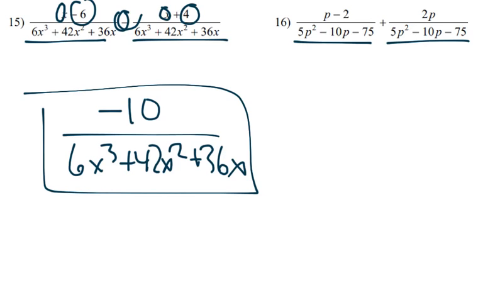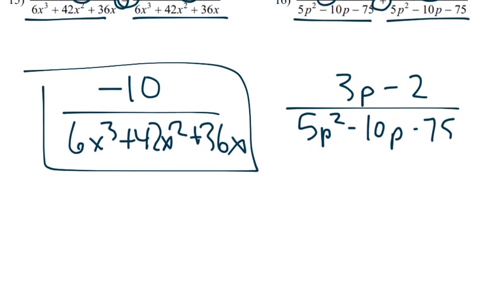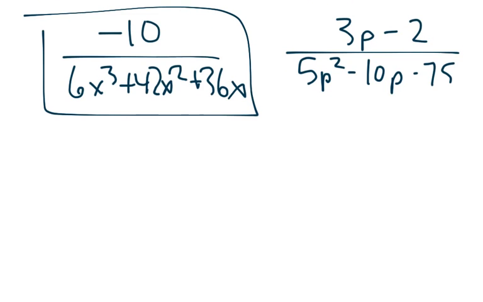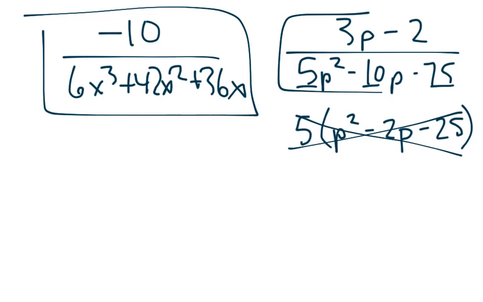Okay, 16, same idea. We've got 5p squared minus 10p minus 75 under p plus 2p would give us 3p minus 2. Now, could we end up with a 3p minus 2 here? Maybe. But I could pull out a 5, couldn't I? So we'd have 5 times p squared minus 2p minus 25. Factors of 25 that give you negative 2. 5 and negative 5, and 1 and 25 are the only ones we have, so that's not going to help us. So let's leave it like this.